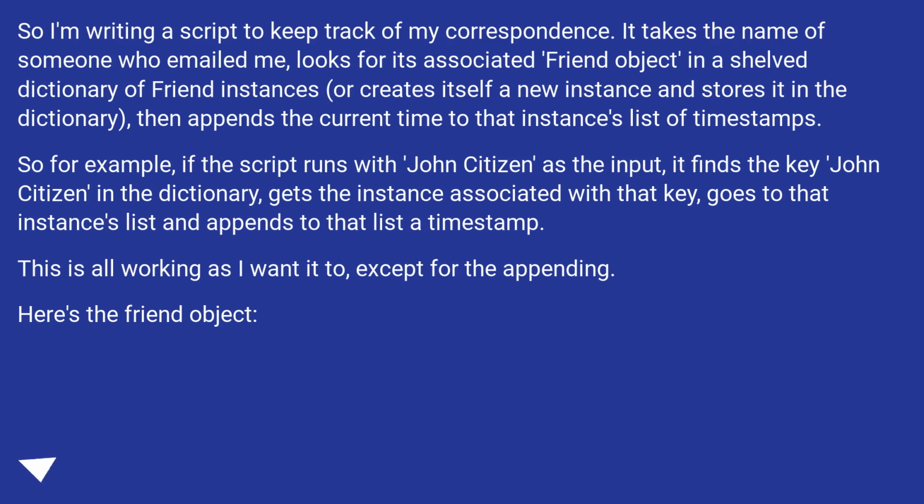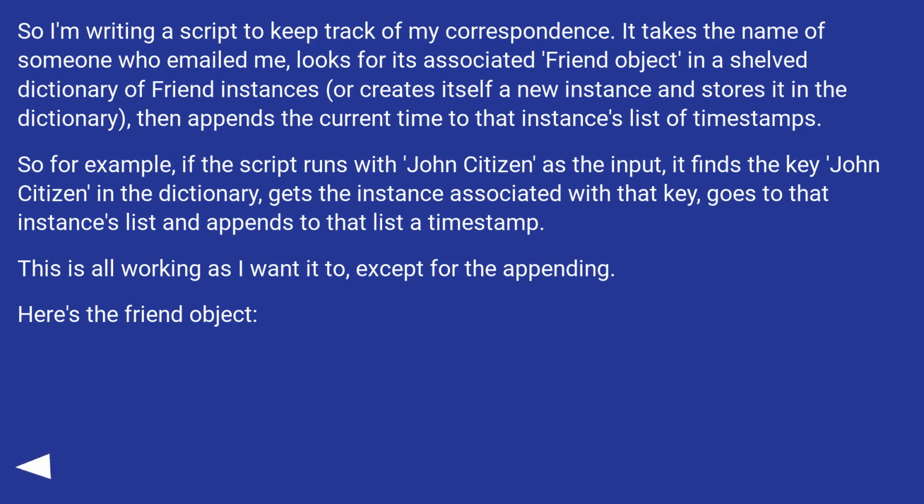So for example, if the script runs with John Citizen as the input, it finds the key John Citizen in the dictionary, gets the instance associated with that key, goes to that instance's list and appends to that list a timestamp. This is all working as I want it to, except for the appending.